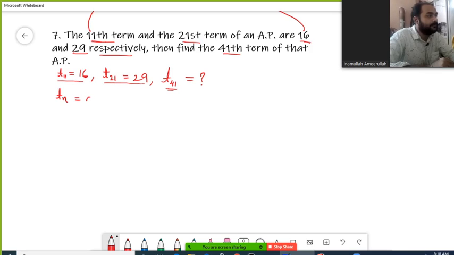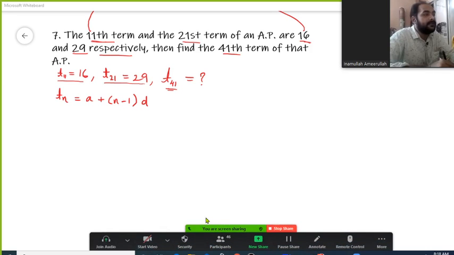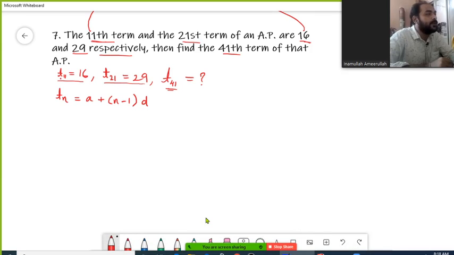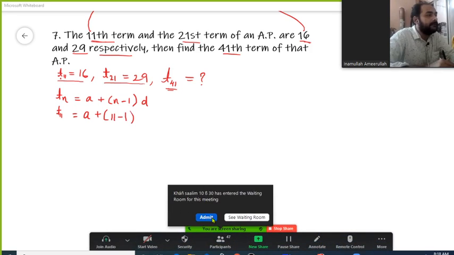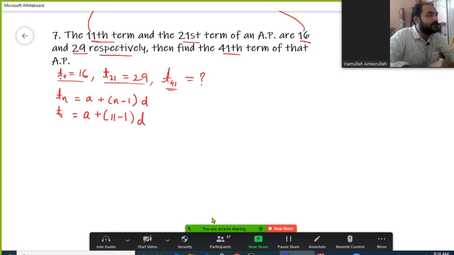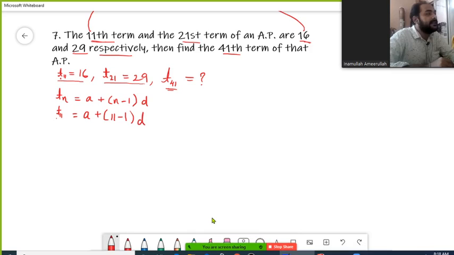We know Tn equals a plus (n minus 1) into d. This is our formula. In this formula, I'll substitute T11. So I'm going to take out the equation for T11. Here n is 11. a we don't know. So n is 11, minus 1, into d. Again, we don't have the value of d, so I'll write d. This T11 we know. What is T11? T11 is 16.